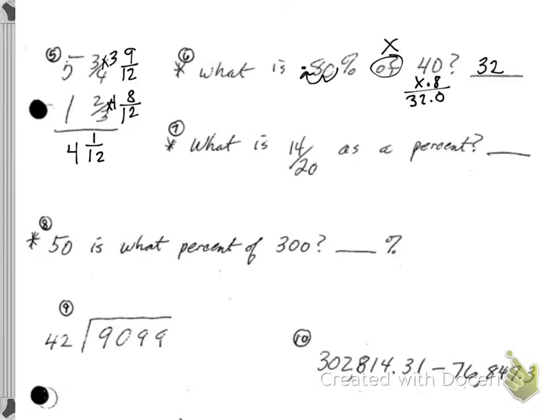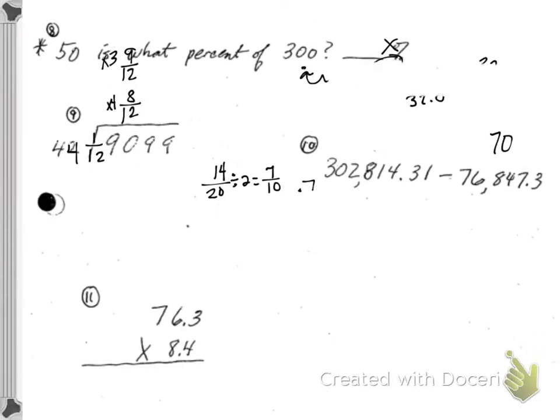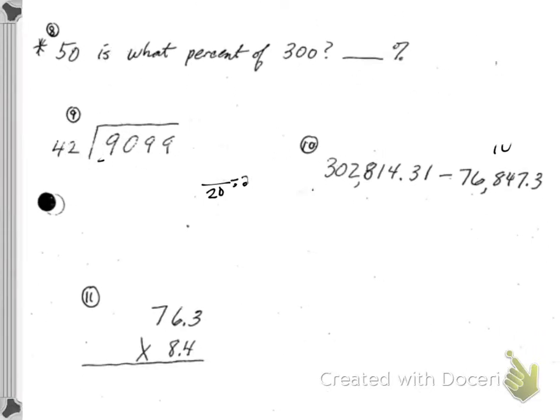Number 7, what is 14 over 20 as a percent? All right, so I'm going to simplify this by 2. It's going to make it easy. 7 over 10. As a decimal, 7/10. So as a percent, 70. All right, let's move it on up. Okay, number 8.